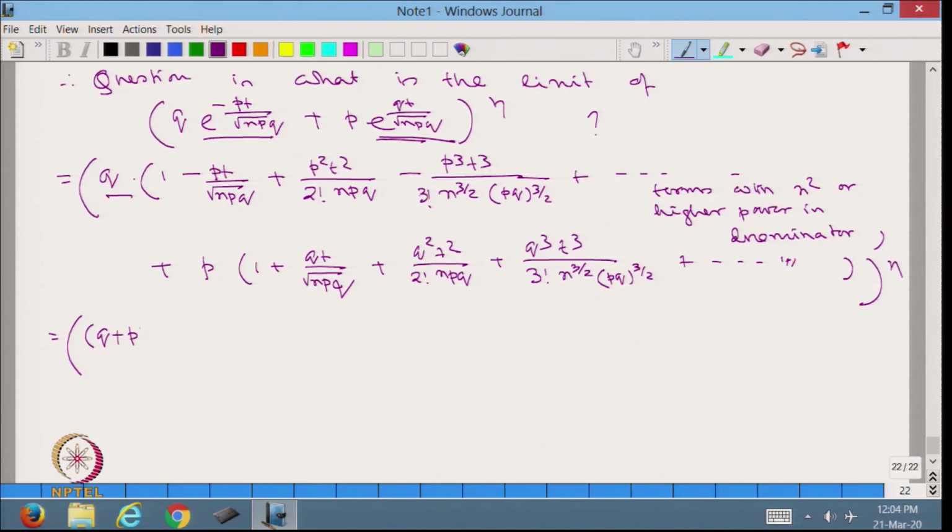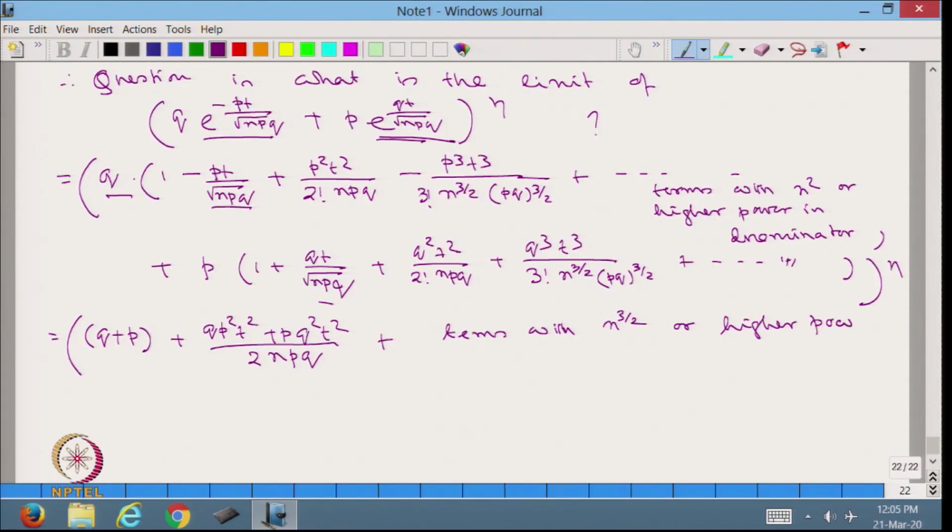we get q plus p, minus qpt plus qpt, therefore they get cancelled, plus (qp square t square plus pq square t square) upon 2npq plus terms with n to the power 3 by 2 or higher powers of n in the denominator, which is equal to 1 plus, if we take pq common, t square upon 2 and that pq cancels with this, n plus other terms, whole to the power n.